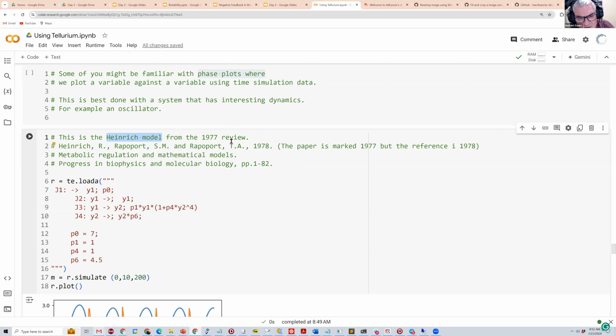What this bit is actually comes in 2 parts. There's P1Y1 times 1, and there's P1Y1 times P4 times Y2 to the 4. What we have here is a normal rate, right? So if I got rid of that, that just looks like a normal mass action, nothing special about that. But when I combine it with this extra bit, what I have here is a positive feedback, because this rate is affected by the product itself. So when there's more product, the rate goes up.